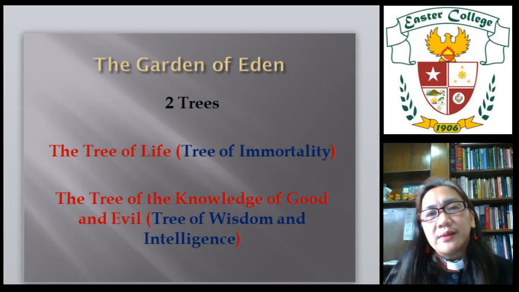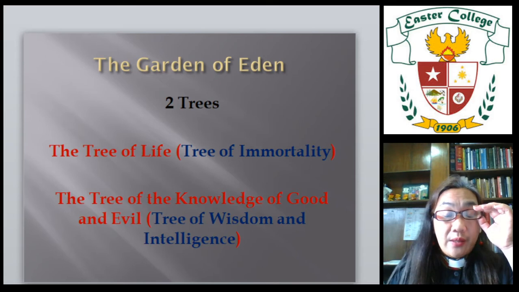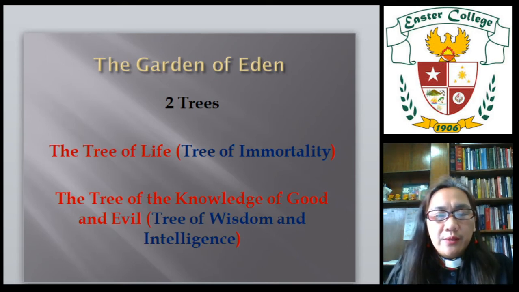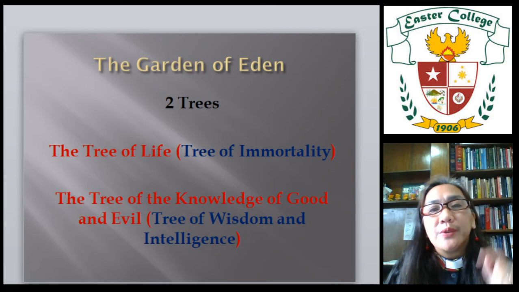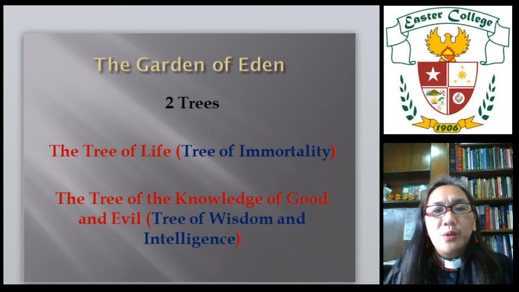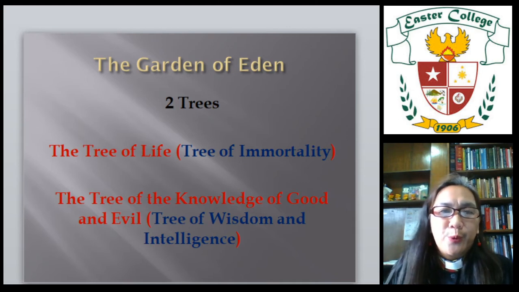The second slide that I presented a while back is the exact instruction of God given to the man, that the man should eat from any of the trees in the garden except for the tree of the knowledge of good and evil. Because if the man picks and eats from the tree, at that moment he will surely die. So in the Garden of Eden, aside from that tree, there are two trees that are very important.